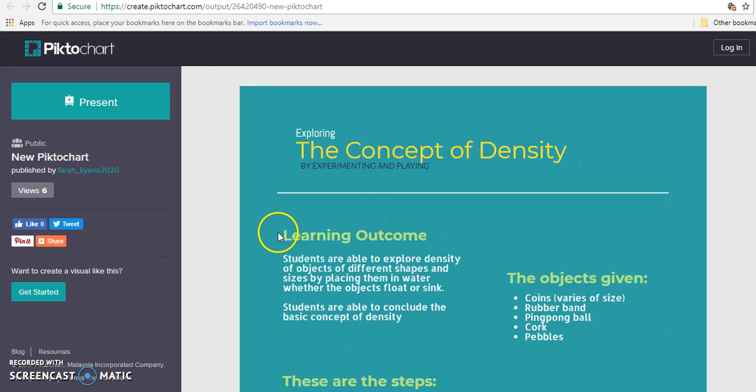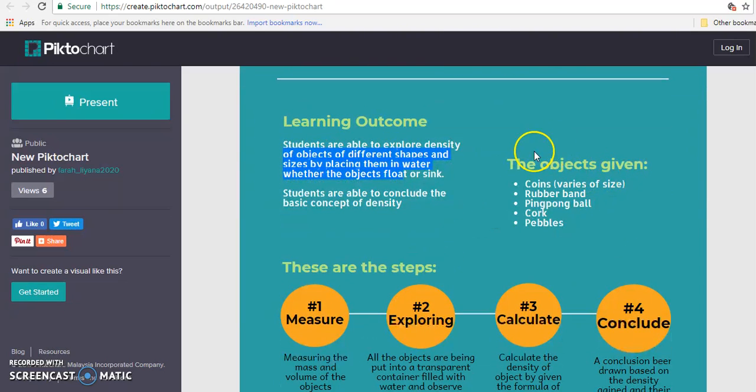Firstly, about learning outcome. There are two main learning outcomes that I want to show. Firstly, students are able to explore density of objects of different shapes and size by placing them in water, whether the object floats or sinks. Then students are also able to conclude the basic concept of density. Density is really important in our daily life, okay? So that's why we chose this topic.